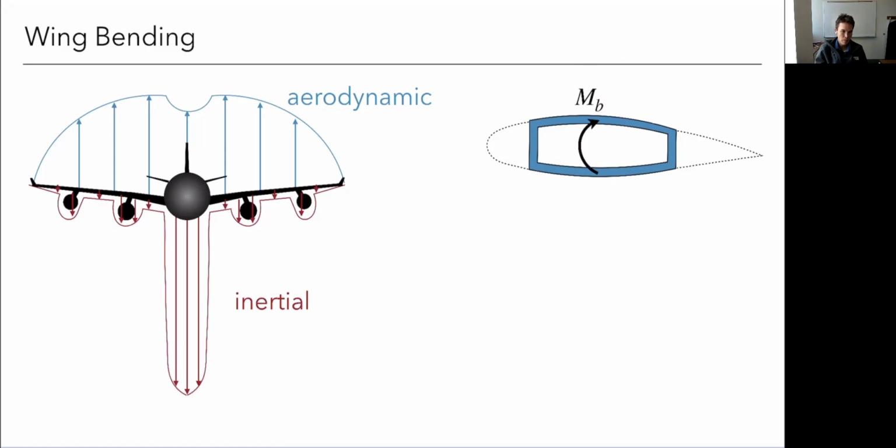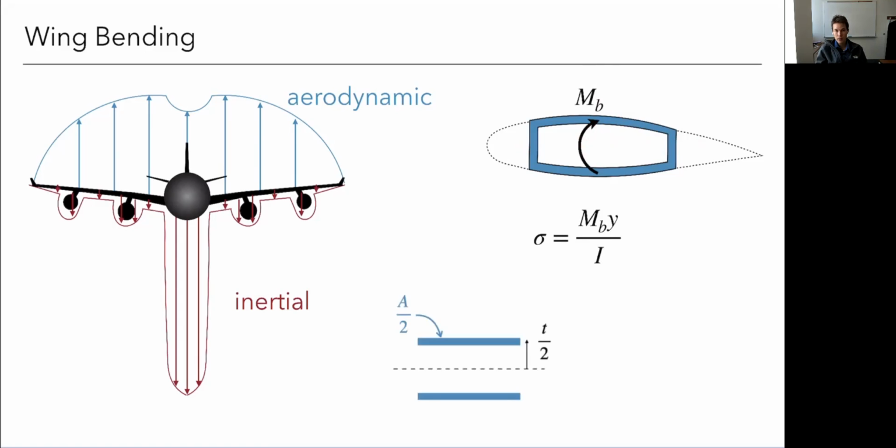So you may remember from your structures class, what is the stress from bending? What does that look like? Sigma equals My over I, right? So M is the bending moment, y is the distance from the neutral axis, and I is the moment of inertia about that neutral axis. In this case, that's going to be an axis somewhere around here in the middle. So y is going to be, say, half the thickness of the airfoil, approximately.